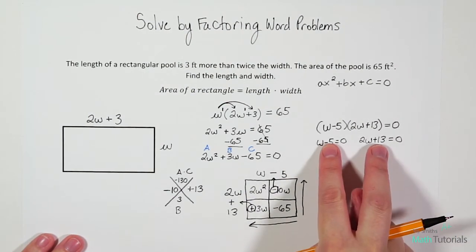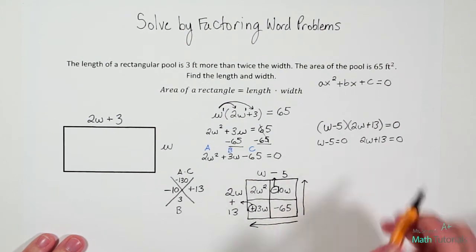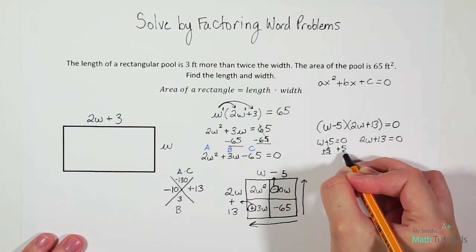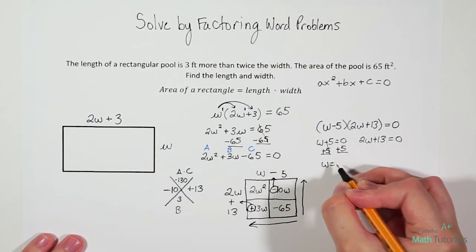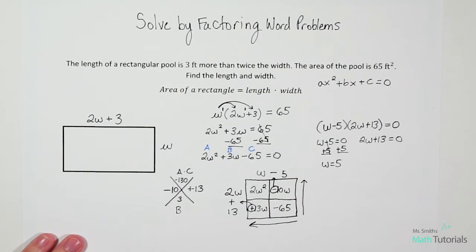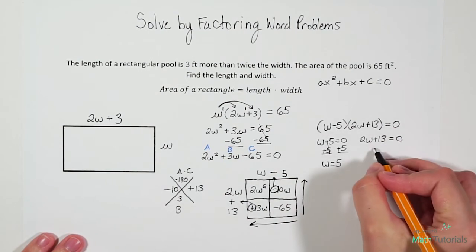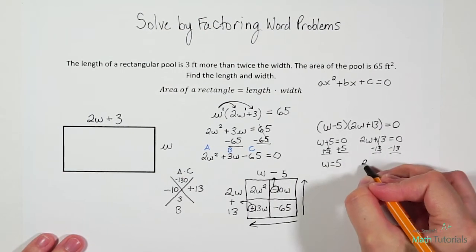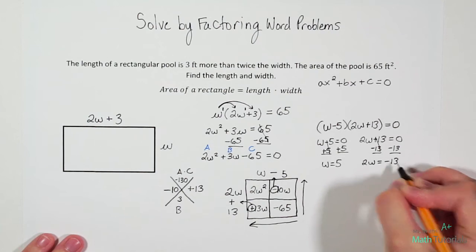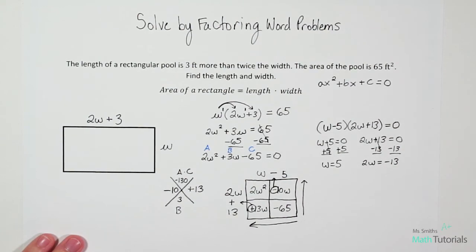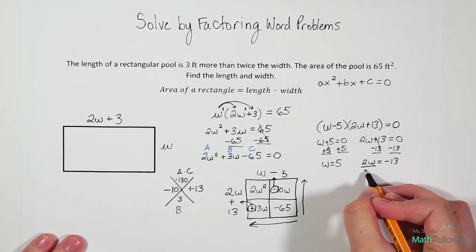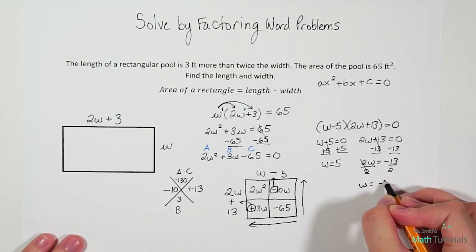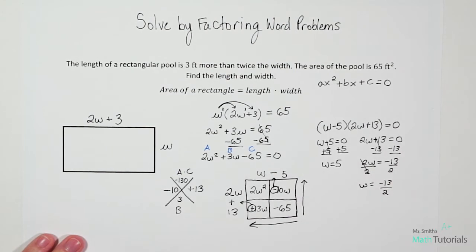Now we want to solve each of these for w. So for this first one, we want to add 5 to both sides, and we get w equals 5. For this second equation, we want to subtract 13 from both sides, and we get 2w equals negative 13. Now w still isn't quite alone, so we do want to divide out this 2, and that's going to leave us with w equals negative 13 over 2.